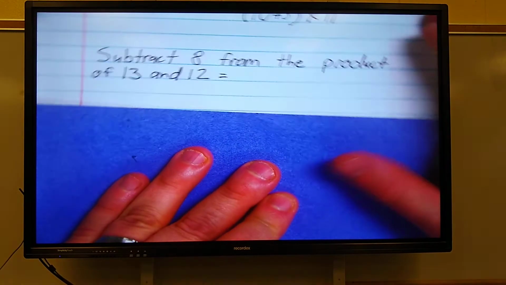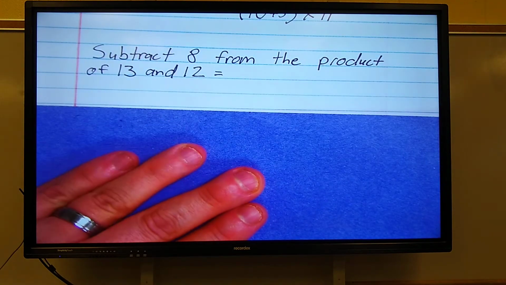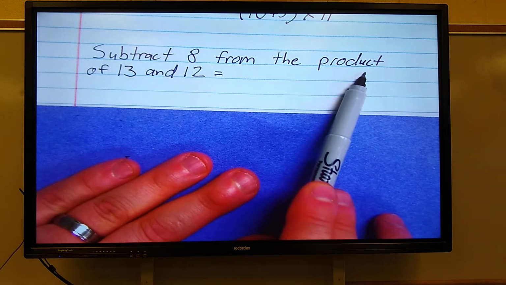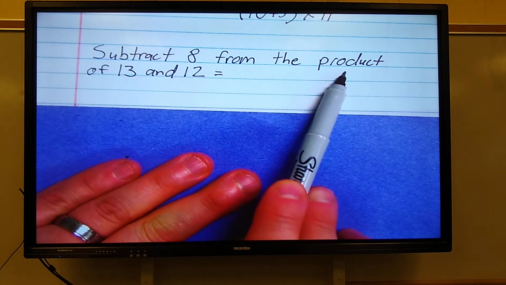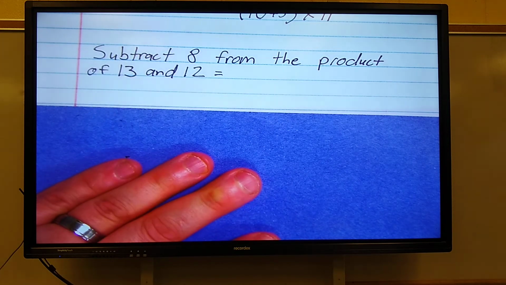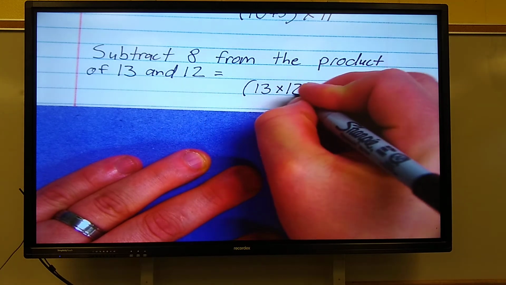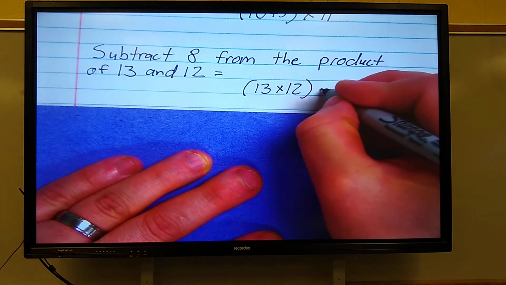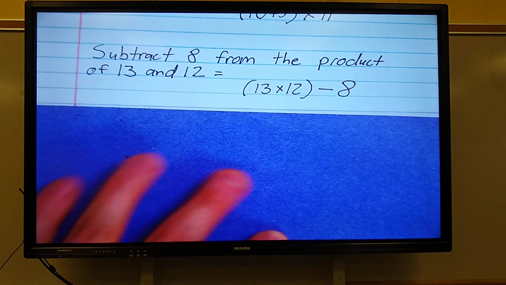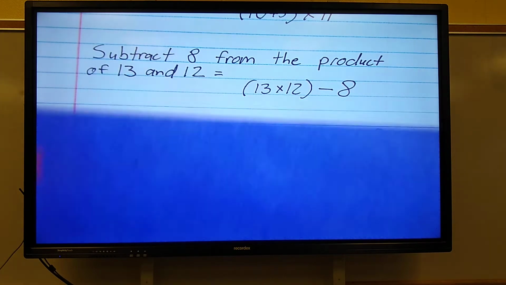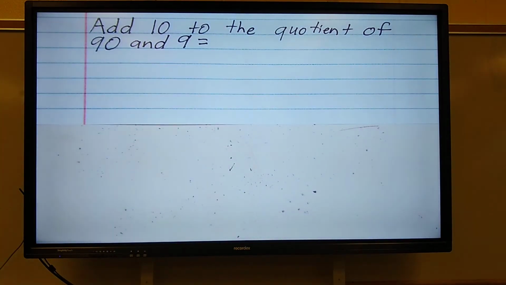And then the next one, subtract 8 from the product of 13 and 12. Now, product means answer. So I got to find the answer to a multiplication problem first. Then I'm going to subtract by 8. So in parentheses, I have 13 times 12. Then it says subtract from it. So minus 8. You can't have 8 minus in front there. It has to be minus 8. Easy, easy, easy. Now do this last numerical expression one, and then we'll move on to something else.